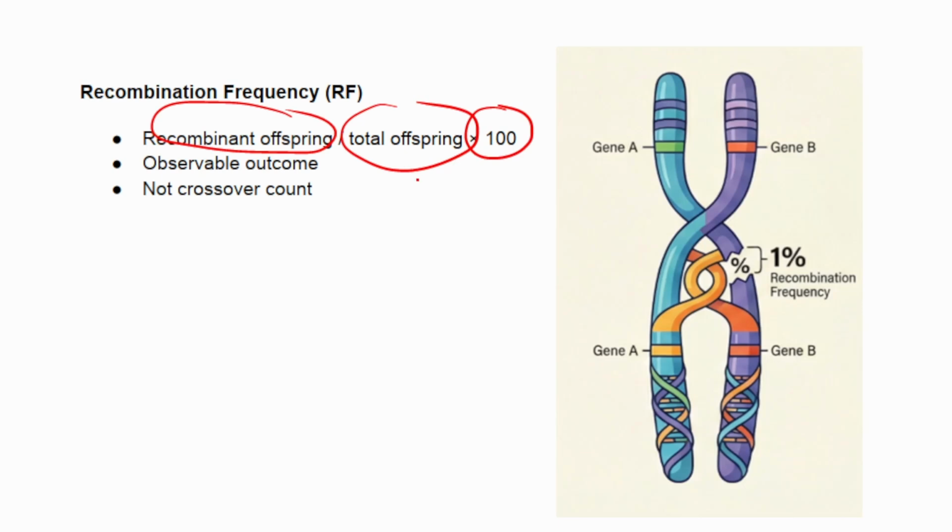Sometimes a crossover happens, but does not change the gene combination you are tracking. So it leaves no visible effect in the offspring. So we have covered the recombination frequency formula. Then we count recombination frequency with observable outcome. And recombination frequency is not a crossover count.